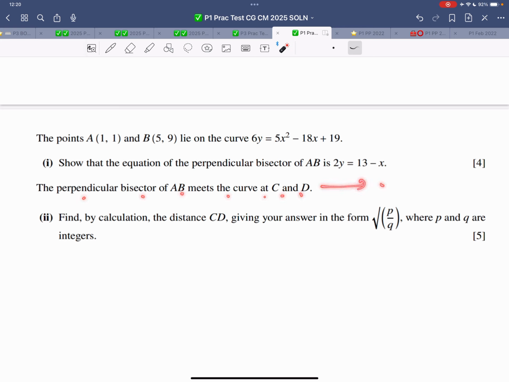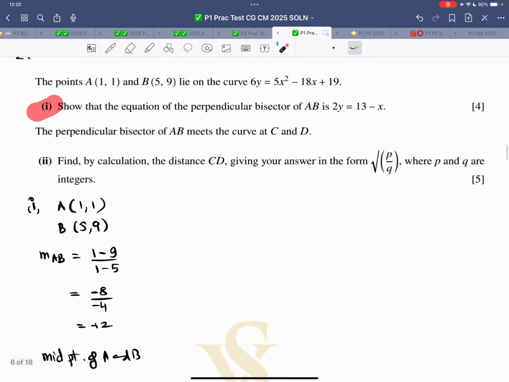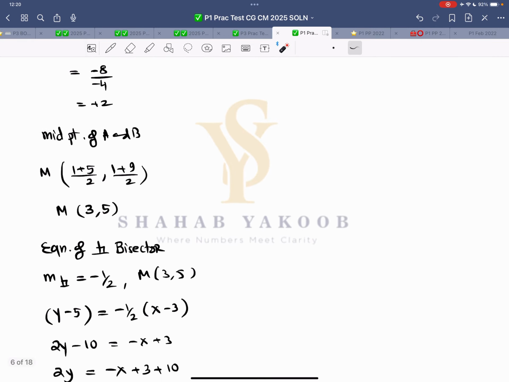This is simultaneous equation. Once you do the simultaneous equation, then you have to use the distance formula to find CD. You have to leave the answer in surd form. Let's look at the working. Question number 2. This is on the first page. A is 1, 1, B is 5, 9. Gradient, that is positive 2. Midpoint of AB, that is 3, 5.